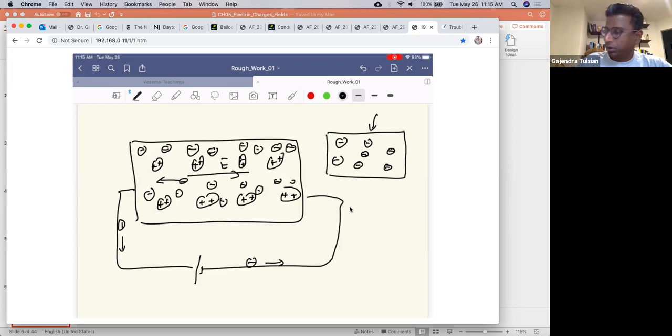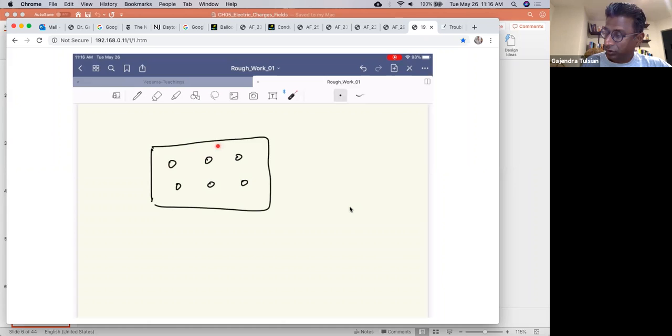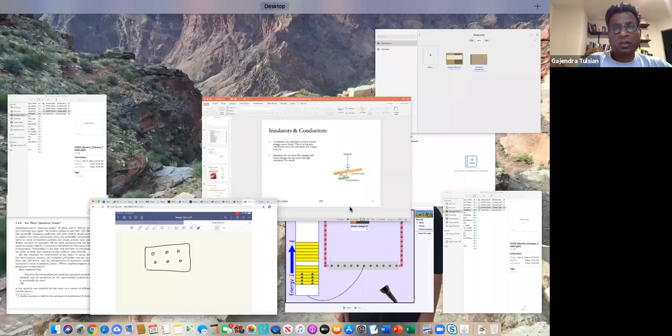In an insulator like rubber or wood or something like that, all the atoms hold on to their electrons, and so there are no free charges. That's why this material is not an electric conductor. Okay. Now here's another way to look at them.